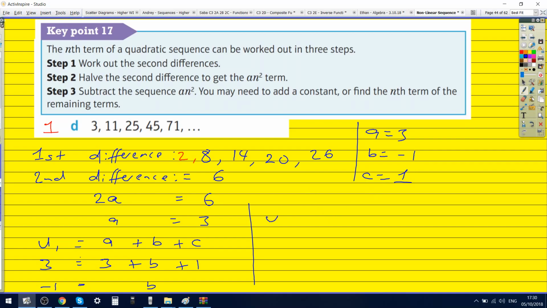A equals 3. And so what is the term-to-term rule? Un equals 3n squared minus 1n plus 1. That's it. Well done. Tricky stuff. Any questions there? No. Okay.